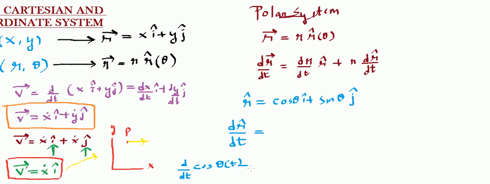So how to do this? This will become minus sin theta, theta dot, where theta dot means d theta by dt. So what is the first expression? The first expression will be minus sin theta, theta dot, along which direction? I cap. Similarly, the second one is easy to evaluate. It will become cos theta, theta dot, j cap.